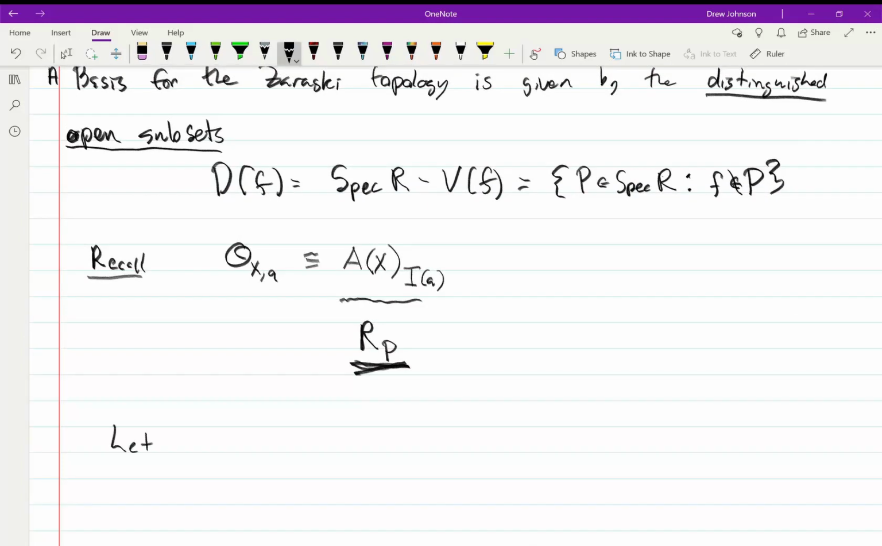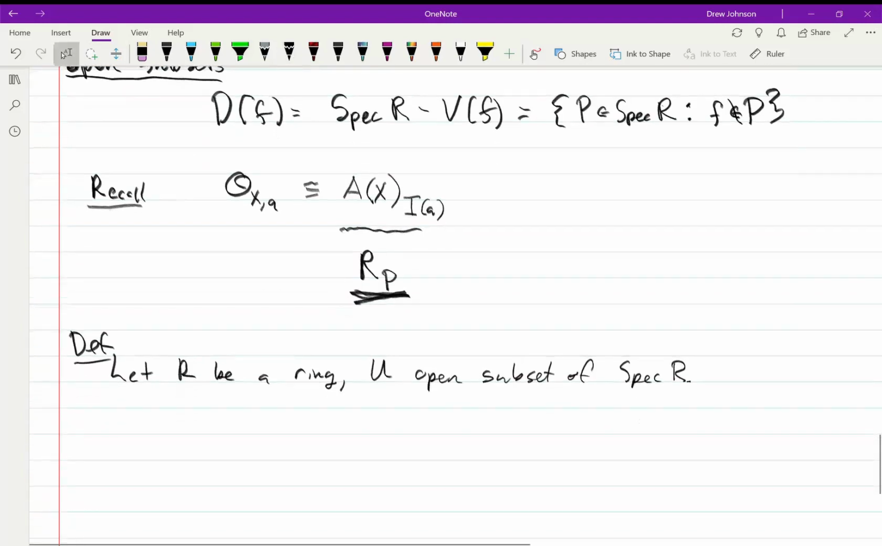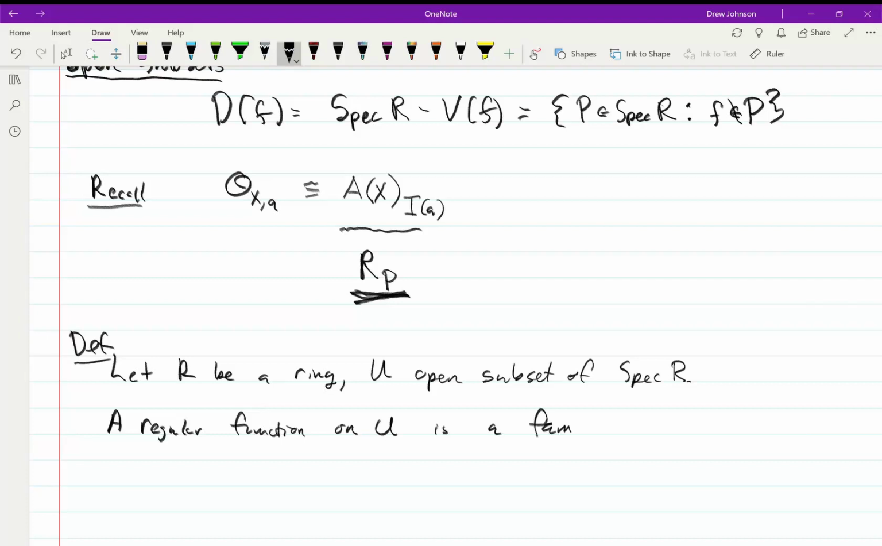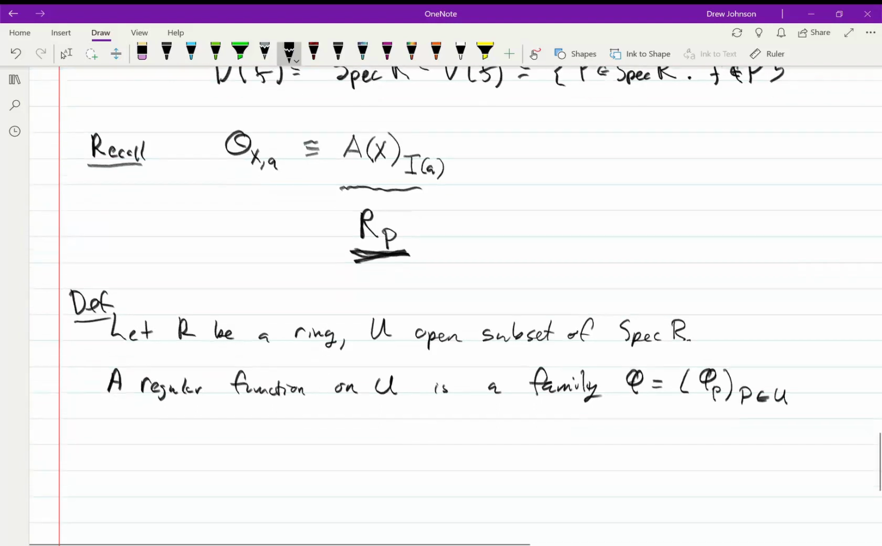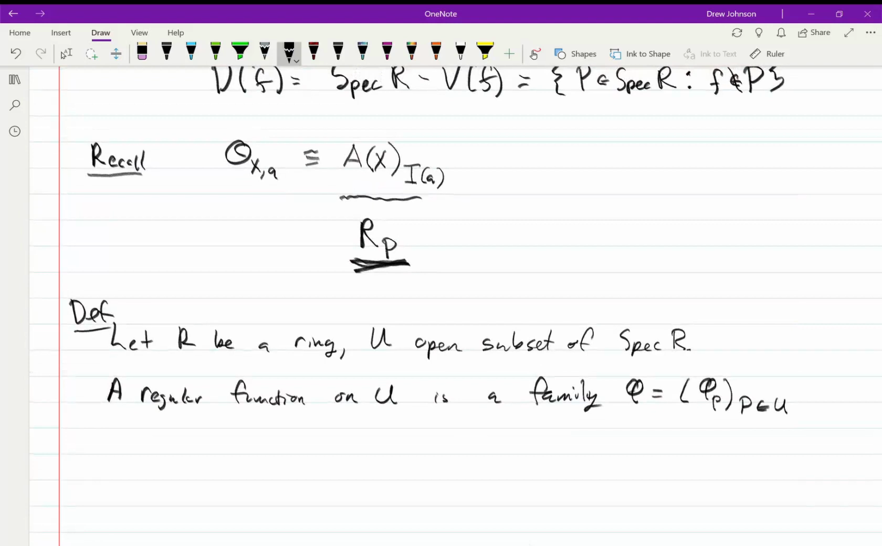Definition: let R be a ring, and U be an open subset of spec R. Then a regular function on U is a family phi equals phi sub p for all the points of U. So for every point p of U, you have to give a phi sub p, where phi sub p is an element of this local ring R localized at P.